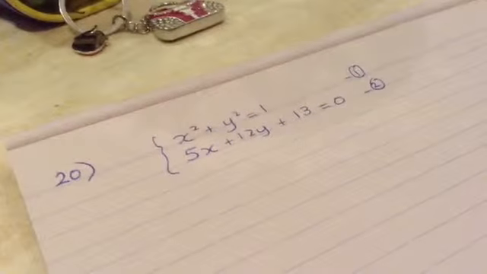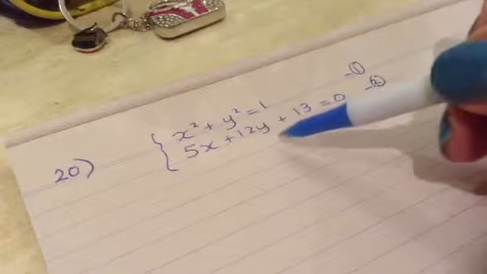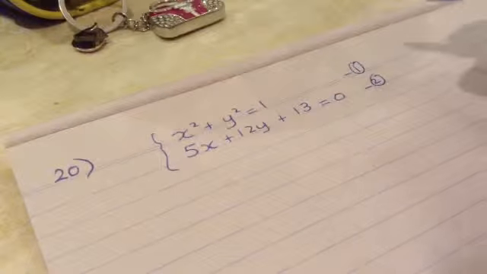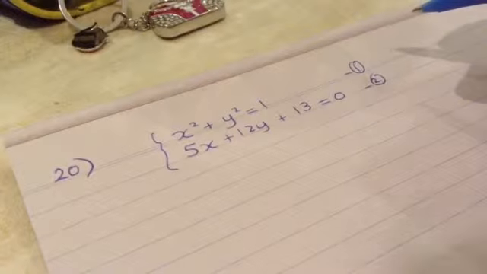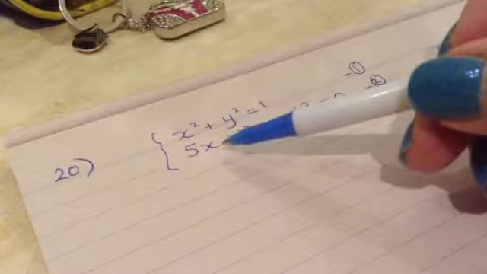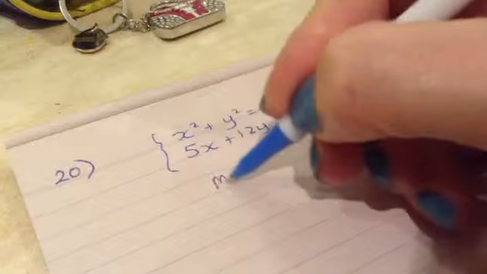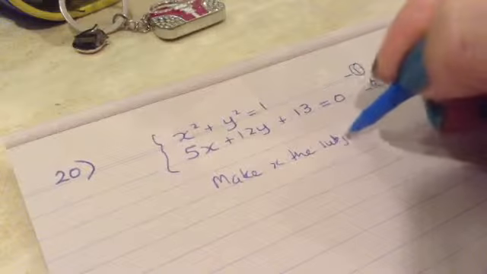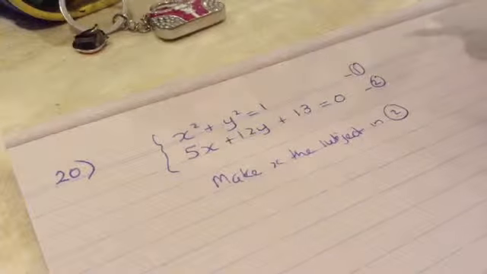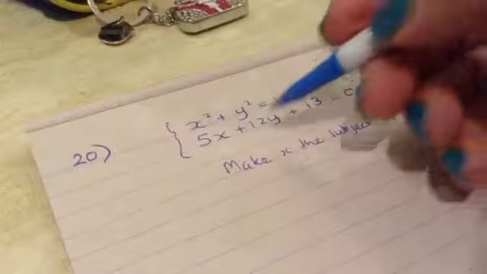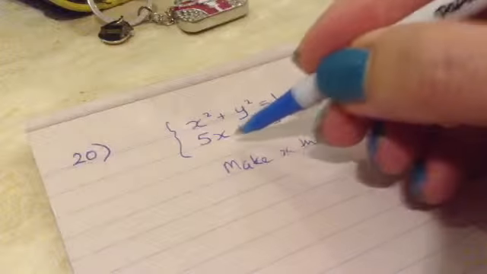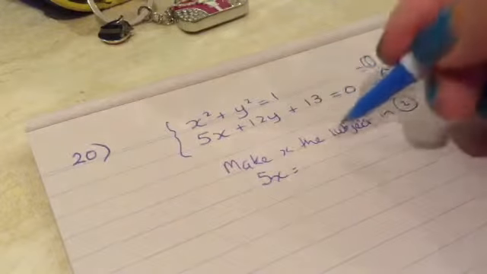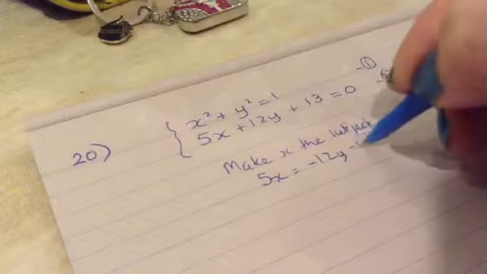You're going to make x or y the subject in equation 2 and then sub that into equation 1. Now I choose to make x the subject in equation 2. I'm going to get 5x on its own first. 5x equals, bring the other two terms over to the other side, so you get minus 12y minus 13.